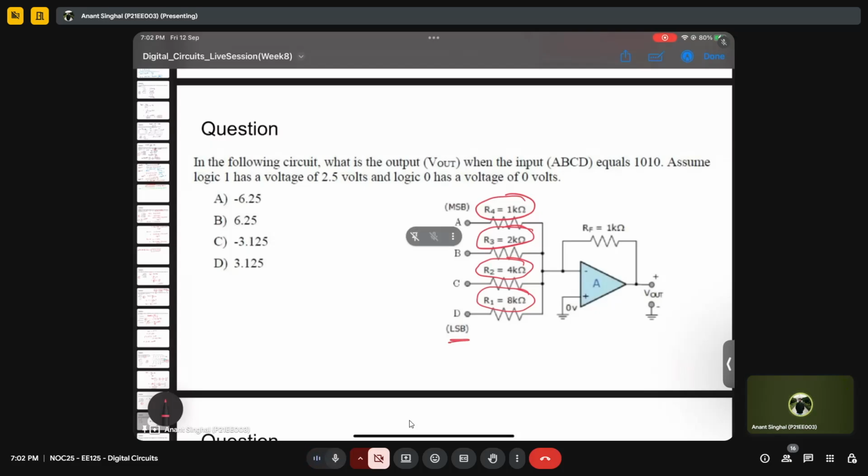Can you answer? This was very simple. Okay, let me solve it then.